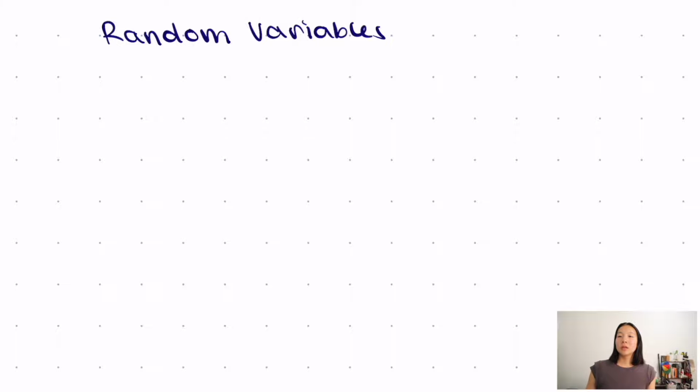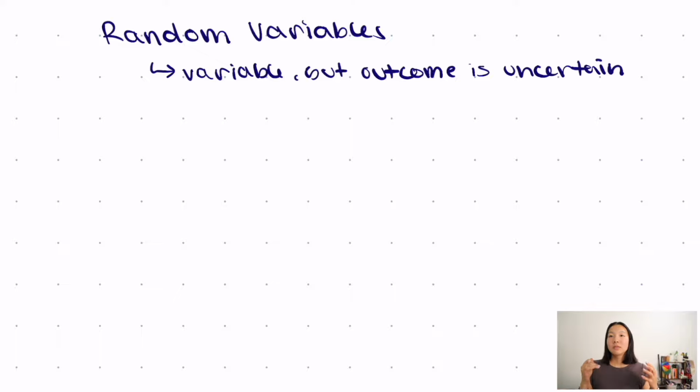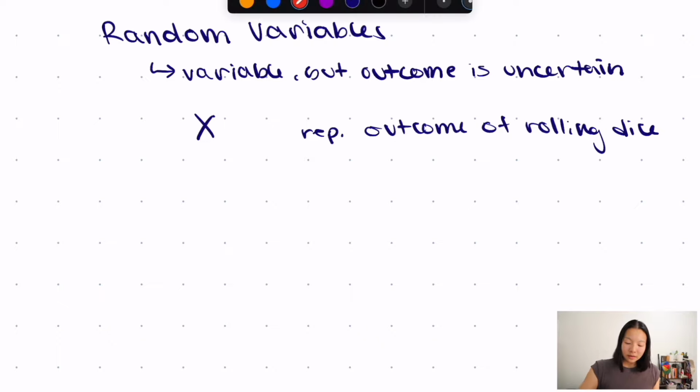A random variable is just something where we actually don't know the outcome. Essentially, it's a variable, but the outcome is uncertain. And what do I mean by that? Okay, for a dice, let's say that we represent the outcome with X. So this represents the outcome of rolling a dice. Well, every single time we roll the dice, that number is going to change, and it's going to randomly change. We can't tell before we roll the dice, and the dice is random. So this here, this X is our random variable.